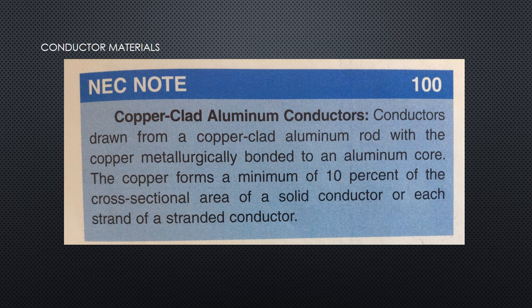Conductor materials. There are three types of conducting materials used for general wiring, that is copper, aluminum, and copper-clad aluminum. Copper has excellent electrical and physical properties. It has been used as a conductor from the earliest efforts to conduct electricity.